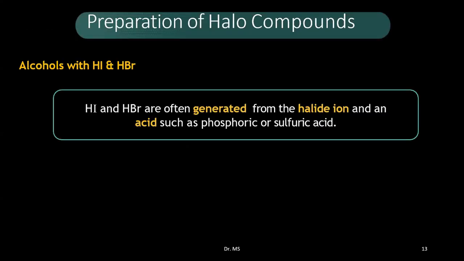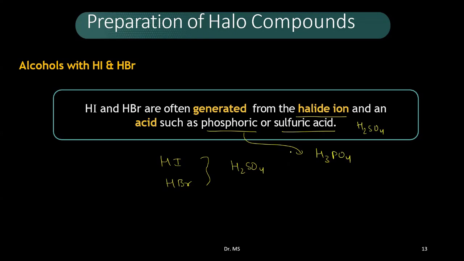So just write down the definition here. What's the use of Lucas reagent? Alcohols with HI and HBr. Remember, this HI and HBr are often generated from the halide ions and acids such as phosphoric or sulfuric acid. So where are you getting this HI and HBr? You are getting this in the presence of phosphoric acid or sulfuric acid. Sulfuric acid is H2SO4 and phosphoric acid is H3PO4. Remember, H2SO4 and H3PO4 are used only when generating from the halide ions.